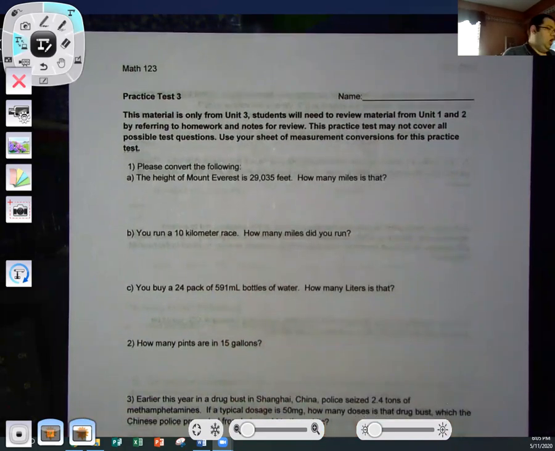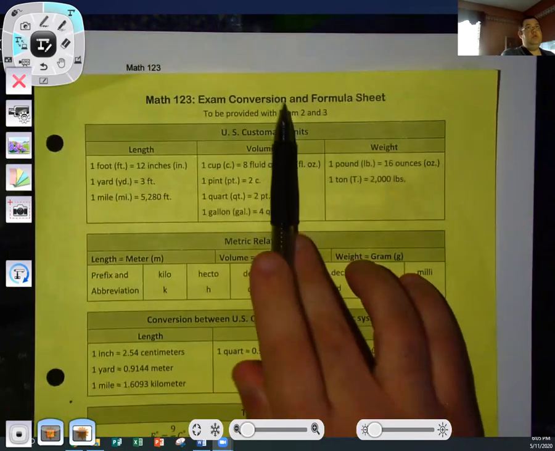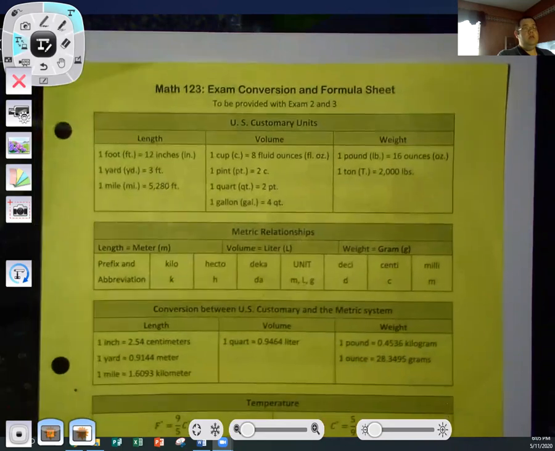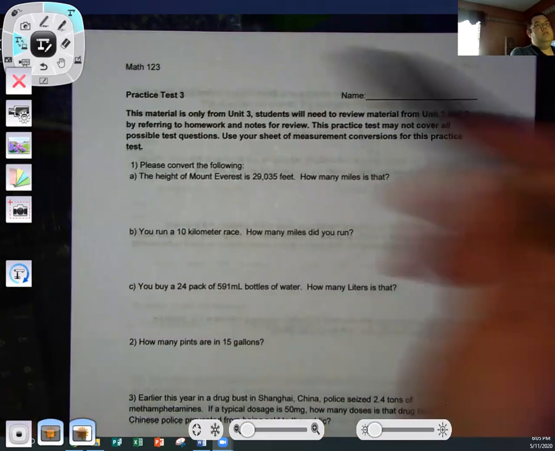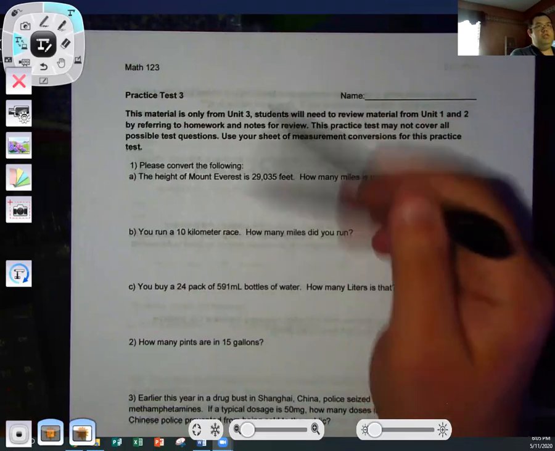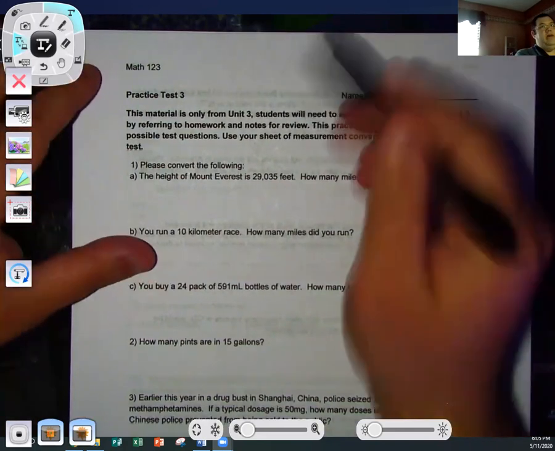One thing to keep in mind is not only are you allowed to use your calculator for this assessment, but you're also allowed to use your yellow sheet. This is the conversion and formula sheet that will help you answer some of these questions. So this first set of questions, these conversions, are found in Unit 3 or in Section 13 on conversions. This is the factor label method.